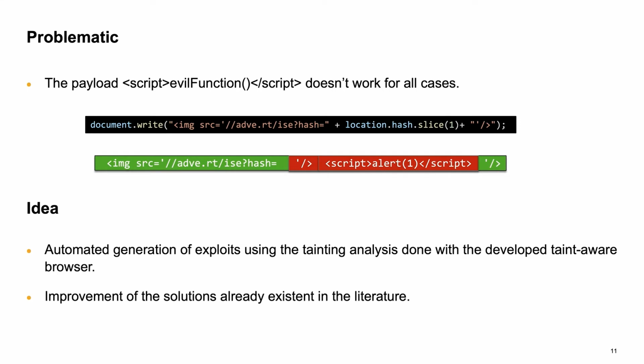So the idea of this paper is to present a way to generate an exploit using the information from the taint analysis. We present in this work two previous solutions from the literature, and also our solution resulting from this work. And at the end, we compare all these methods. Concerning the scope of this paper, we are focusing only on the flows coming from a location source.